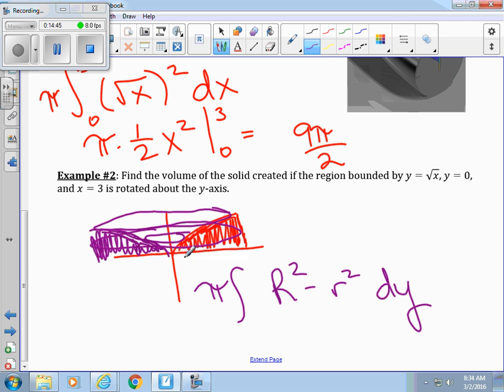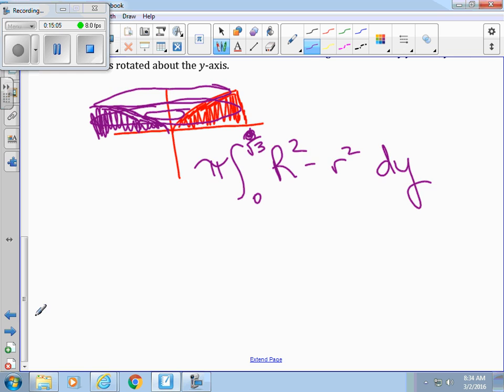I am integrating from y value to y value. So 0 to this y value up here. Remember, the x was 3. What would the y value be when x is 3? Square root of 3. So I'm integrating from 0 to the square root of 3. Remember, the limits have to be y values as well.